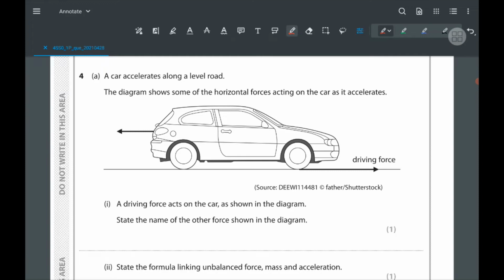So we will say in this one, air resistance or friction. Since it is marked a little bit up, we will say air resistance first. Or you can say drag. And if you have mentioned resistance, it is fine. Sorry, if you have mentioned friction, that is also okay.